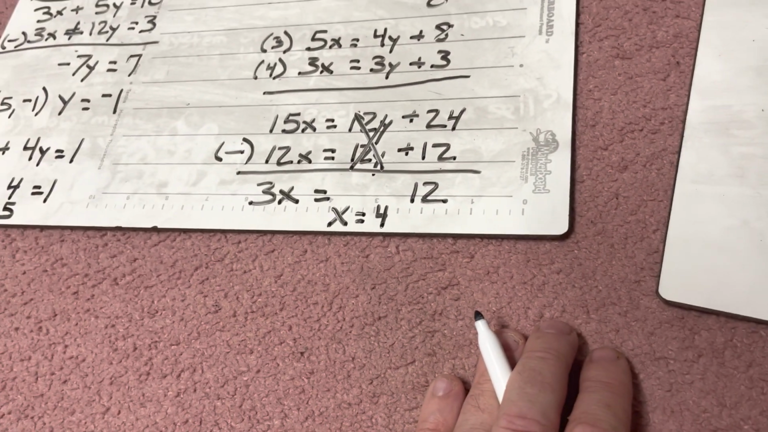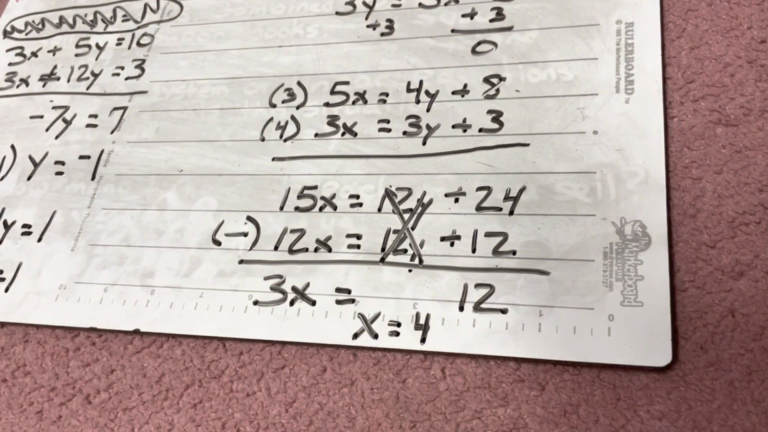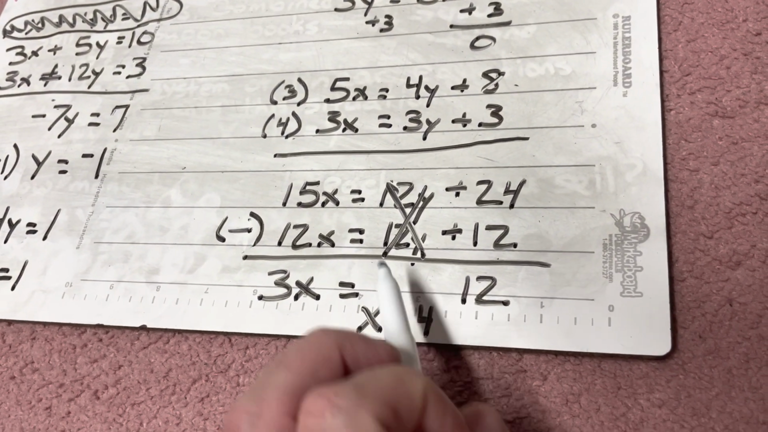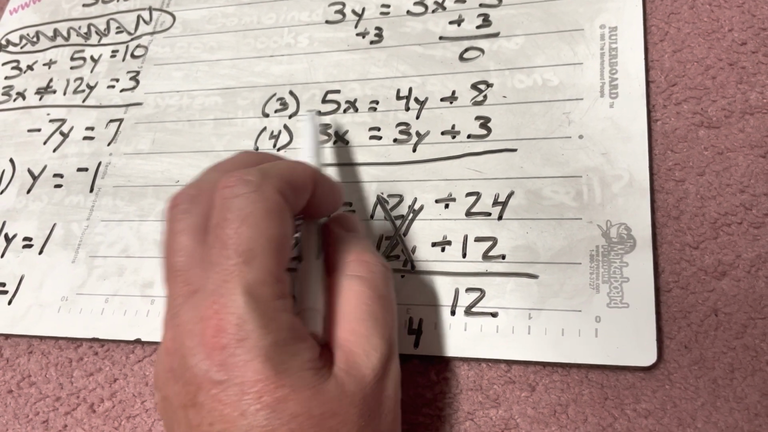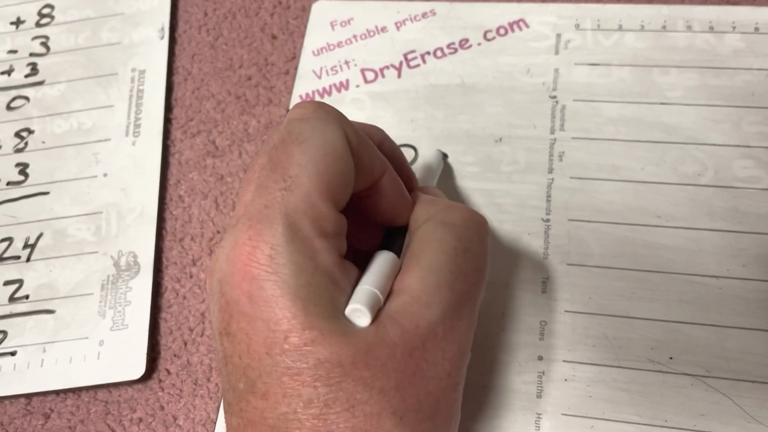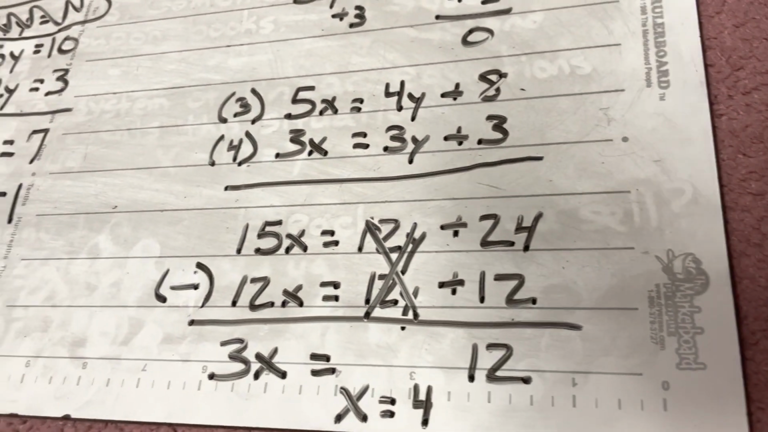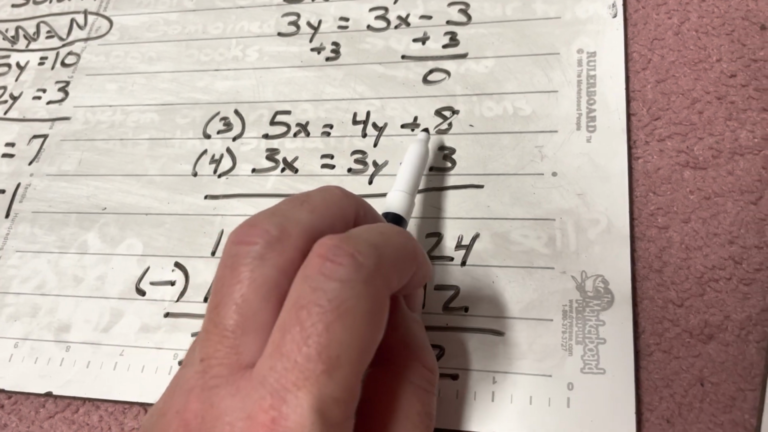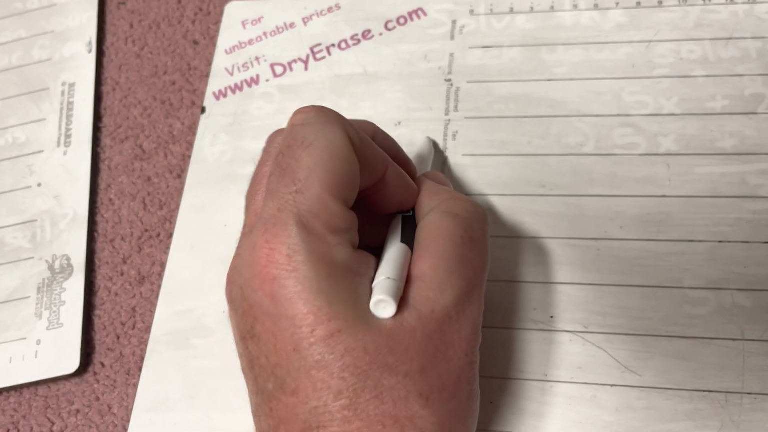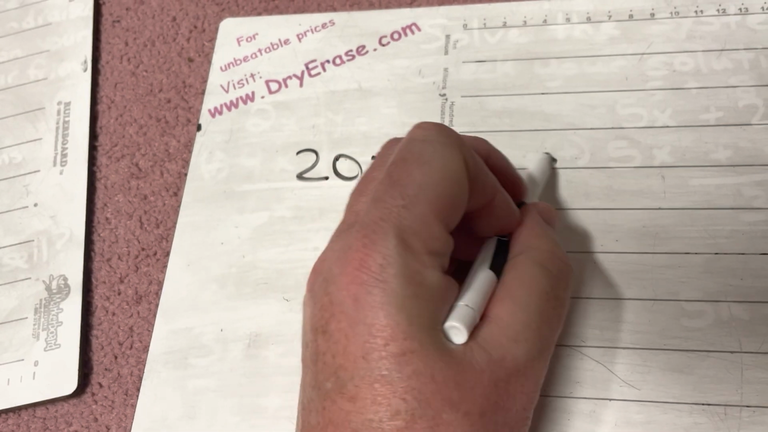All right, so let's take x equals 4. I'm going to go ahead and bring over my other board here. If x equals 4, I'm going to go into one of my other equations. Let's just go with this first one. We'll say 5 times 4, if x equals 4, 5 times 4 is 20. So it's going to say 20 equals 4y plus 8.